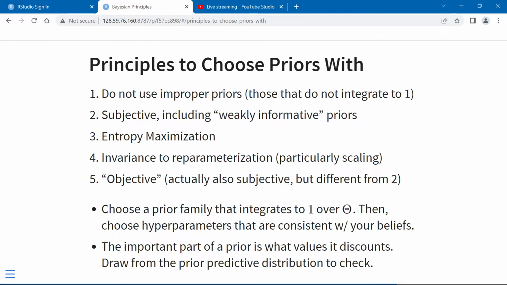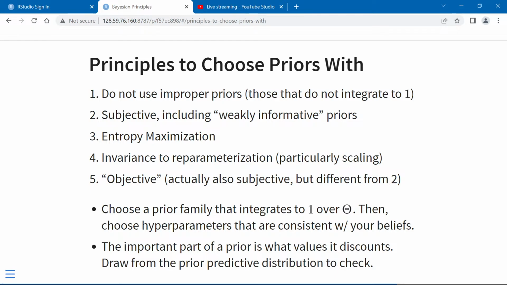So overall, I would say choose a prior that integrates to one, so it's proper. And then try to choose hyperparameters or distributions that are consistent with your beliefs. Don't get too hung up on whether this prior exactly reflects the totality of your beliefs. It just needs to be, particularly in the models that we've been talking about, roughly consistent with what you believe. Like if it matches the mean and the variance, that's good.